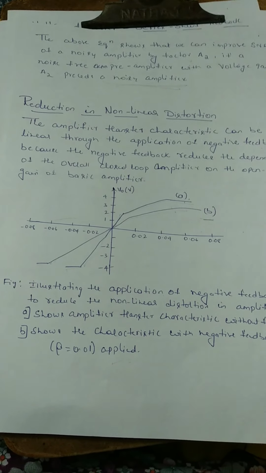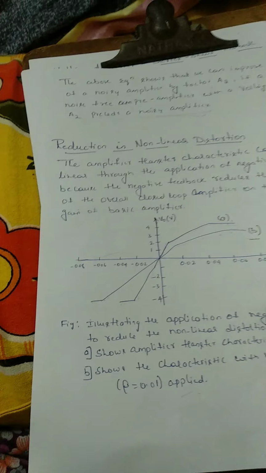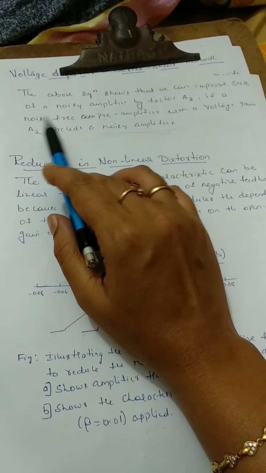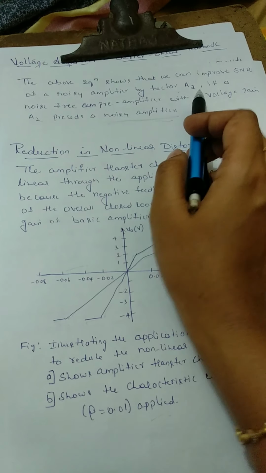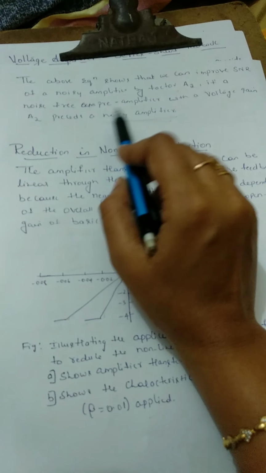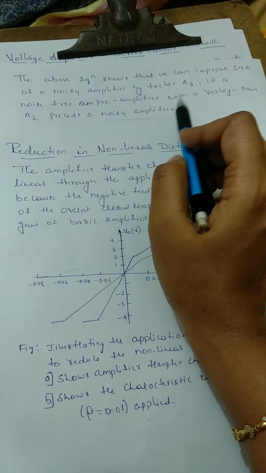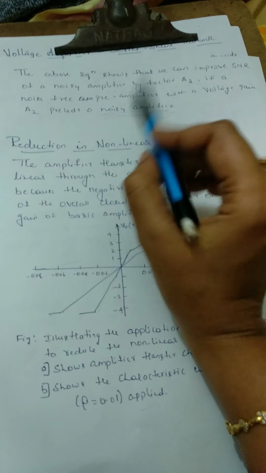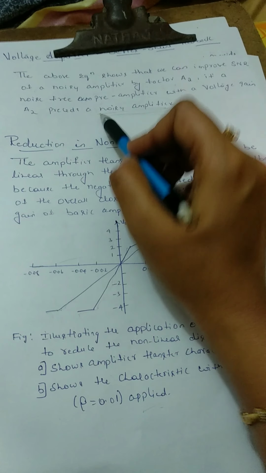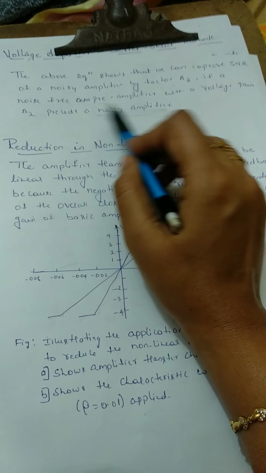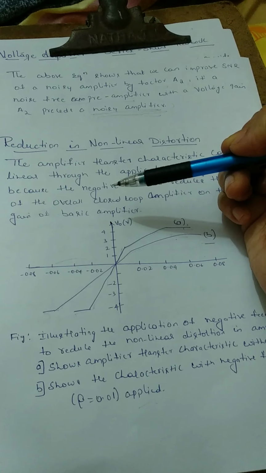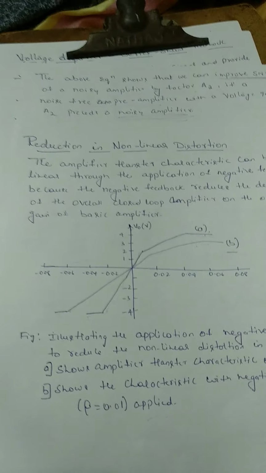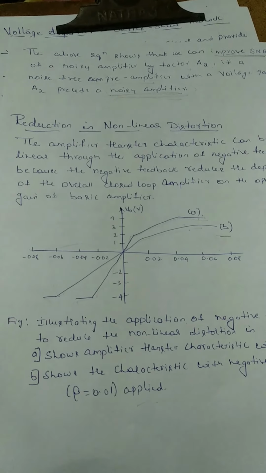Okay, so that equation says that we can improve the SNR of a noisy amplifier by a factor A2 if a noise free amplifier with a voltage gain A2 precedes a noisy amplifier. Okay, when a noisy amplifier is preceded by a noise free preamplifier, we can reduce the noise and improve the signal to noise ratio. Okay, so next is reduction in nonlinear distortion.